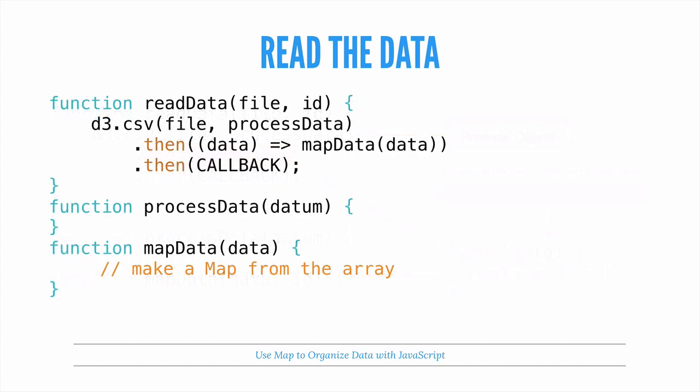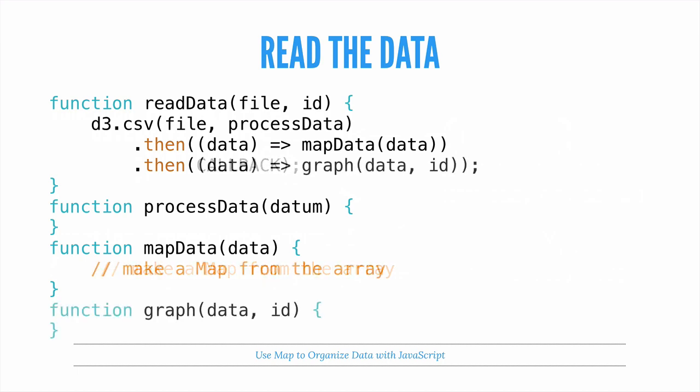MapData will take the array of objects, and this is where we'll create a new map object to organize our data. We'll be grouping all the data associated with a year into one key value pair, and you'll see how to do this in just a minute. Once we've got the data organized into a map, we can return that and pass it along with the ID to the graph function, which creates the visualization and puts it into the element with the ID we pass in. Notice that I'm using arrow functions as the callback functions here. If you need a review of arrow functions, which are also fairly new to JavaScript, check out my video on YouTube about arrow functions.